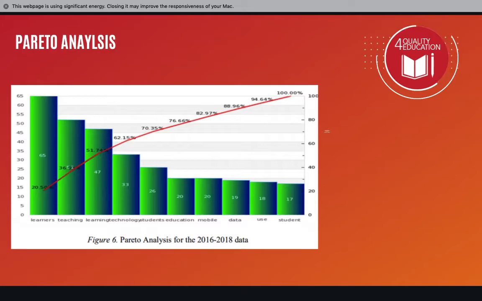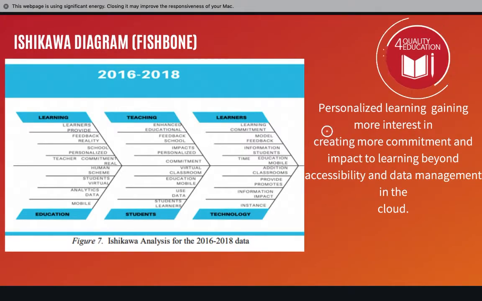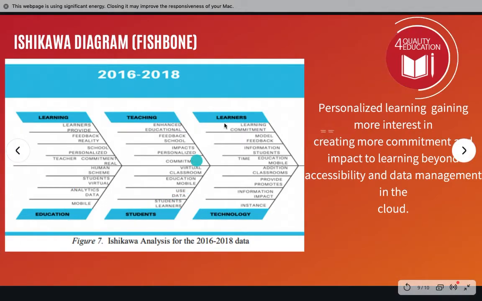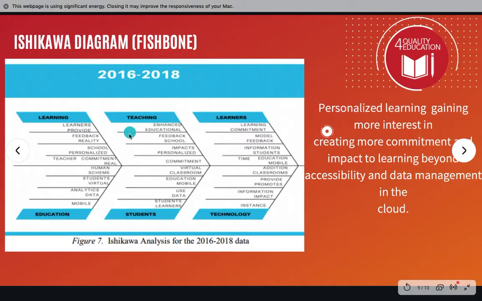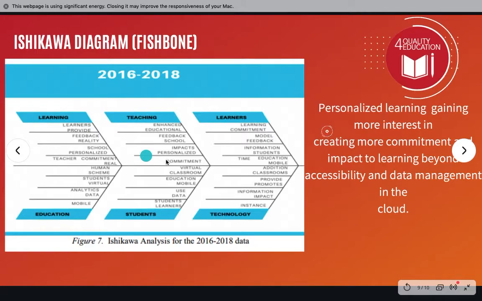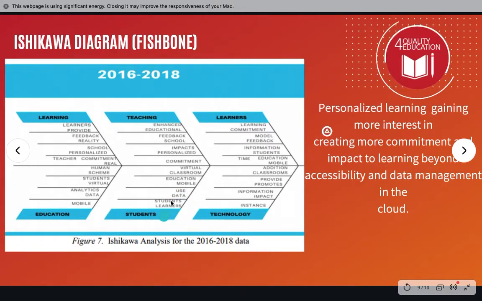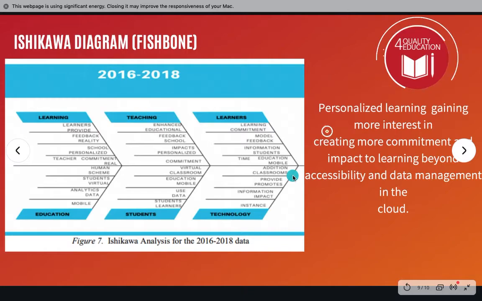The Ishikawa diagram shows learners is affected by learning, commitment, model, feedback, information, students, education, and so forth. And here you can see teaching is affected by enhanced, educational, feedback, school, impacts, personalized, commitment. Learning is affected by learners, provide, feedback, reality, personalized, commitment. Education is affected by mobile, analytics, data, students, viral, human scheme. Students is affected by students, learners, data, use, education, mobile. Technology is affected by instance, information, impact, provide, promote, addition, classrooms.